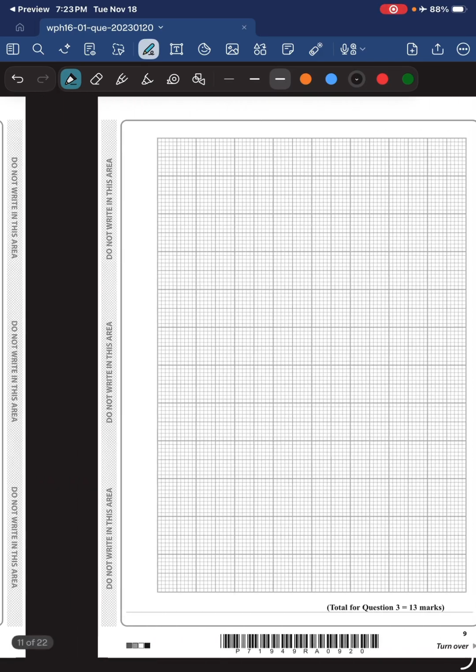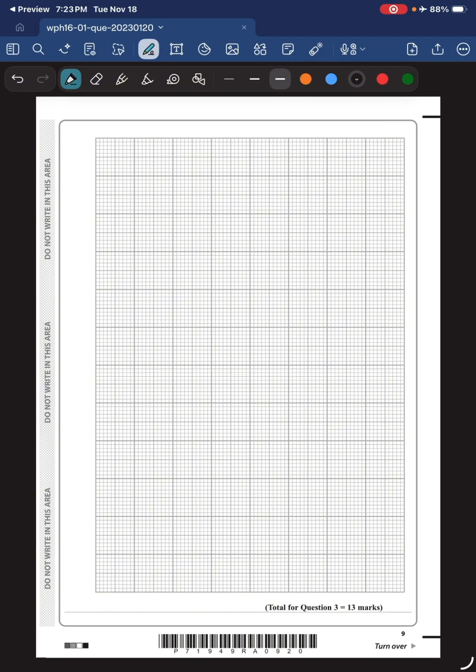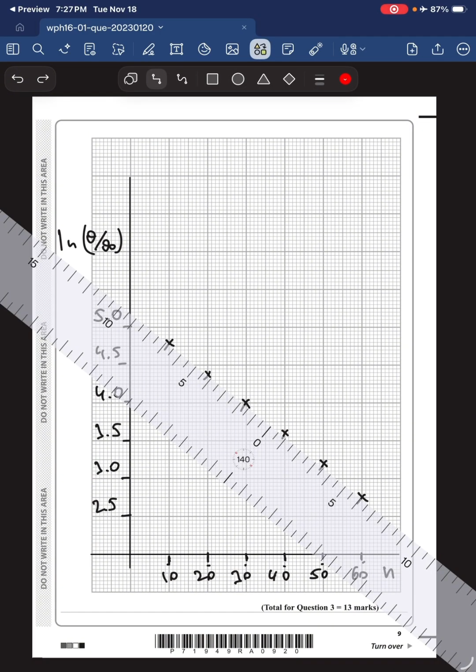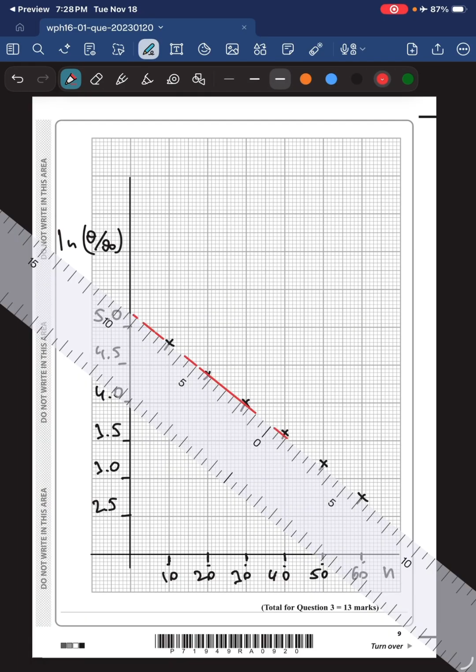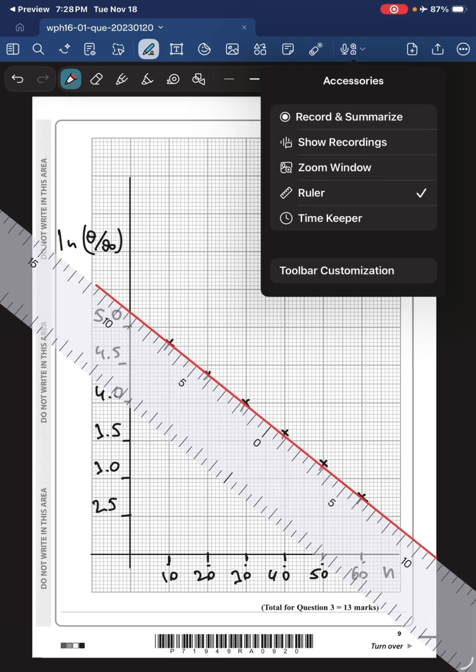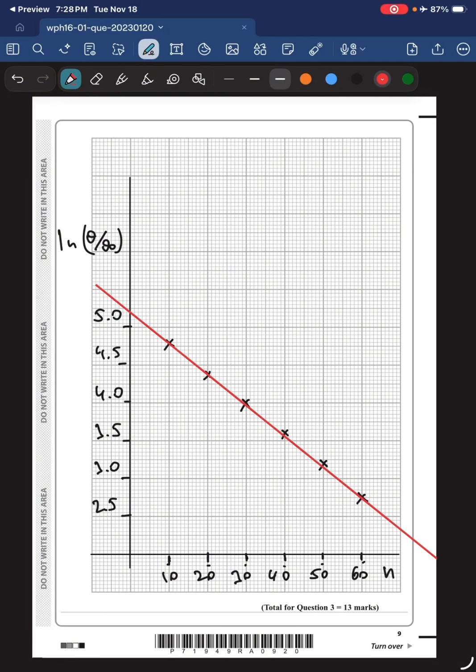Okay, so now that we have the values, let's try to plot it. Let me use the ruler tool. Okay, I'm back. I drew all the points, and I'm trying to use these tools to draw the line. I found this ruler, and this is the best line. Let's draw it like that. Okay, great. Let's take the ruler away.